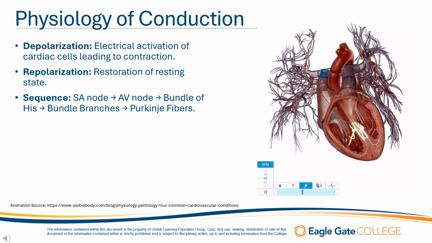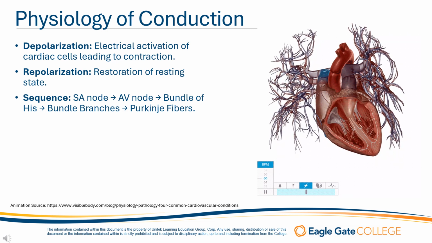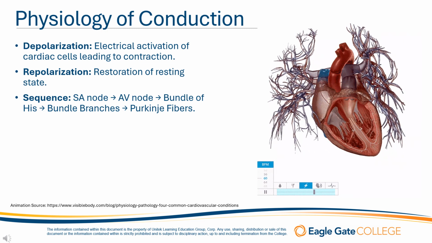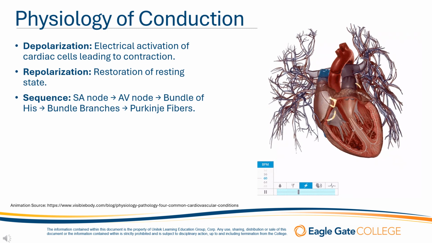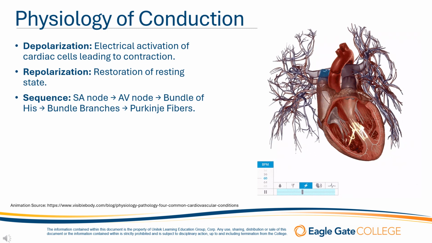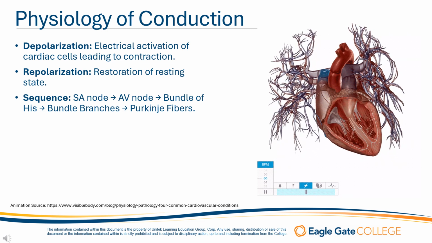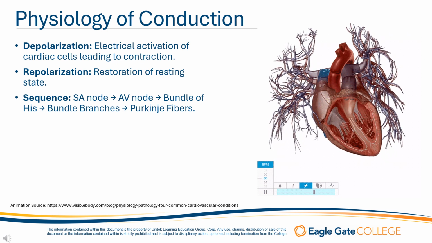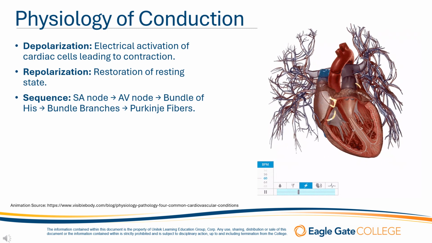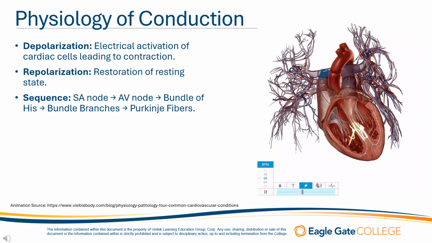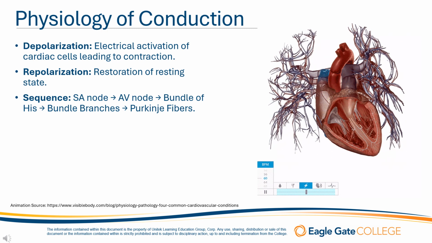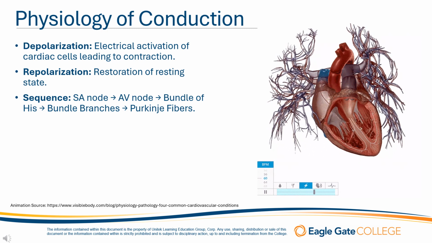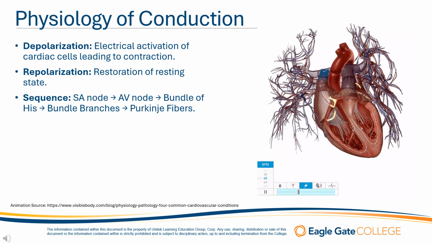From the SA node, the electrical impulse travels to the AV node or atrioventricular node. The AV node is located between the atria and the ventricles. The AV node delays the impulse slightly and allows the atria to finish contracting and pushing blood into the ventricles before the ventricles themselves contract. This ensures that ventricles are properly filled with blood before they pump it out to the lungs and the rest of the body.